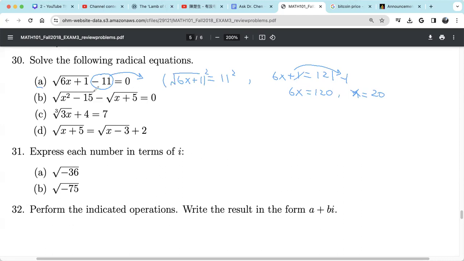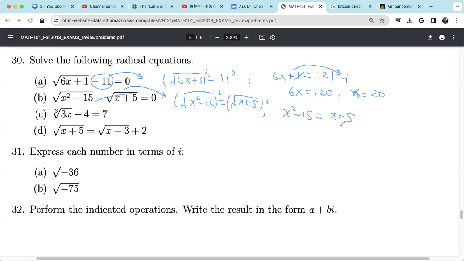For B, I have 2 radical form terms. So I can move this one to the other side, right? So I have square root of x squared minus 15. Move this negative to the other side, it becomes positive. So it equals the square root of x plus 5. Then I square both sides, and I get x squared minus 15 equals x plus 5.